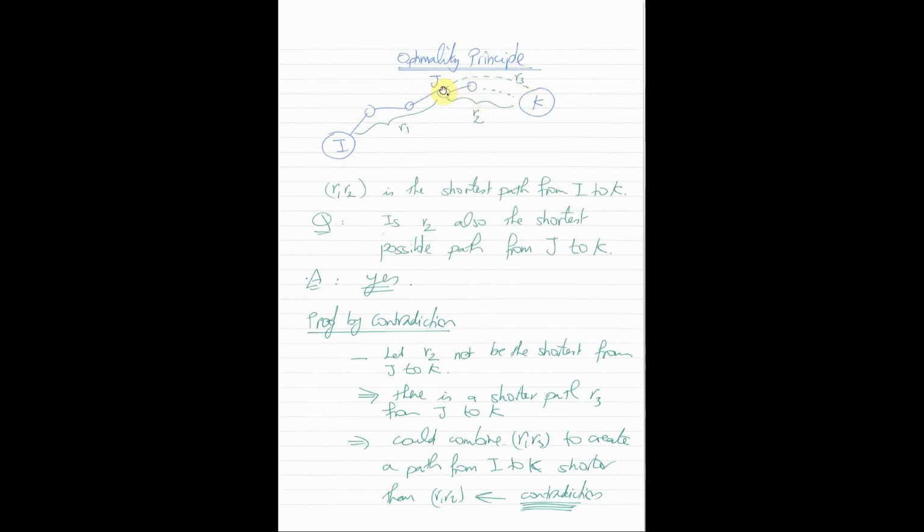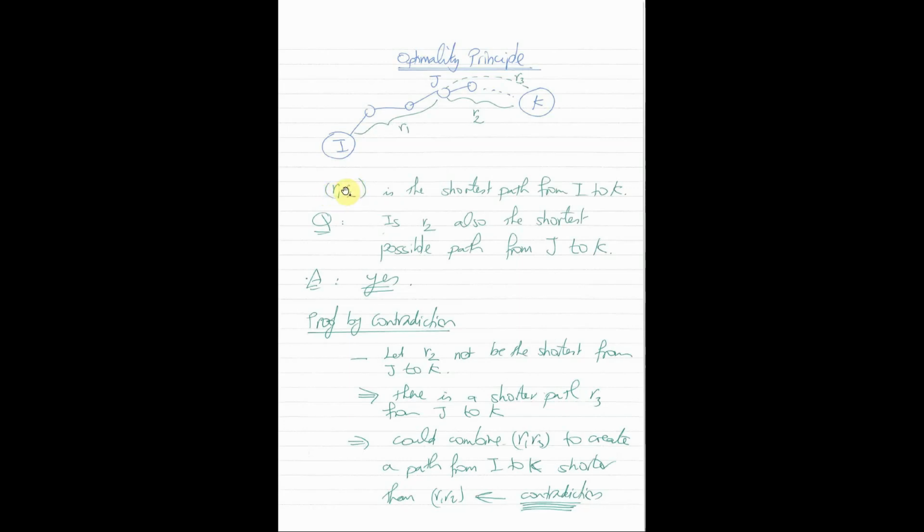There exists a path from J to K, let's call it R3 in general, which is shorter than R2. So the distance of R3 is shorter than the distance of R2. Now, if we have some path from J to K which is shorter than the path R2, what could we have done? We could have combined R3 with R1 to provide a path from I to K which is shorter than R1 combined with R2. So R1 combined with R3 would have been shorter than R1 combined with R2.